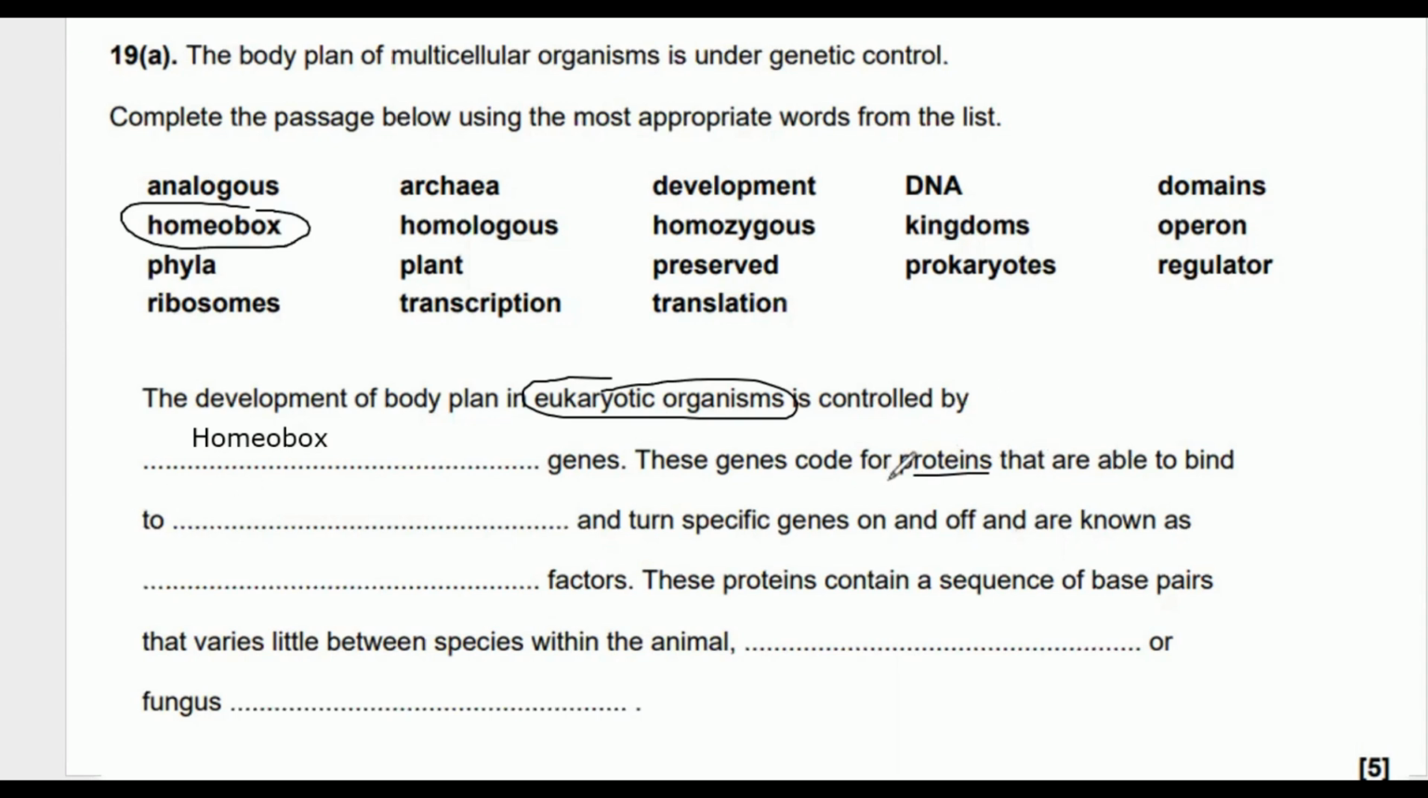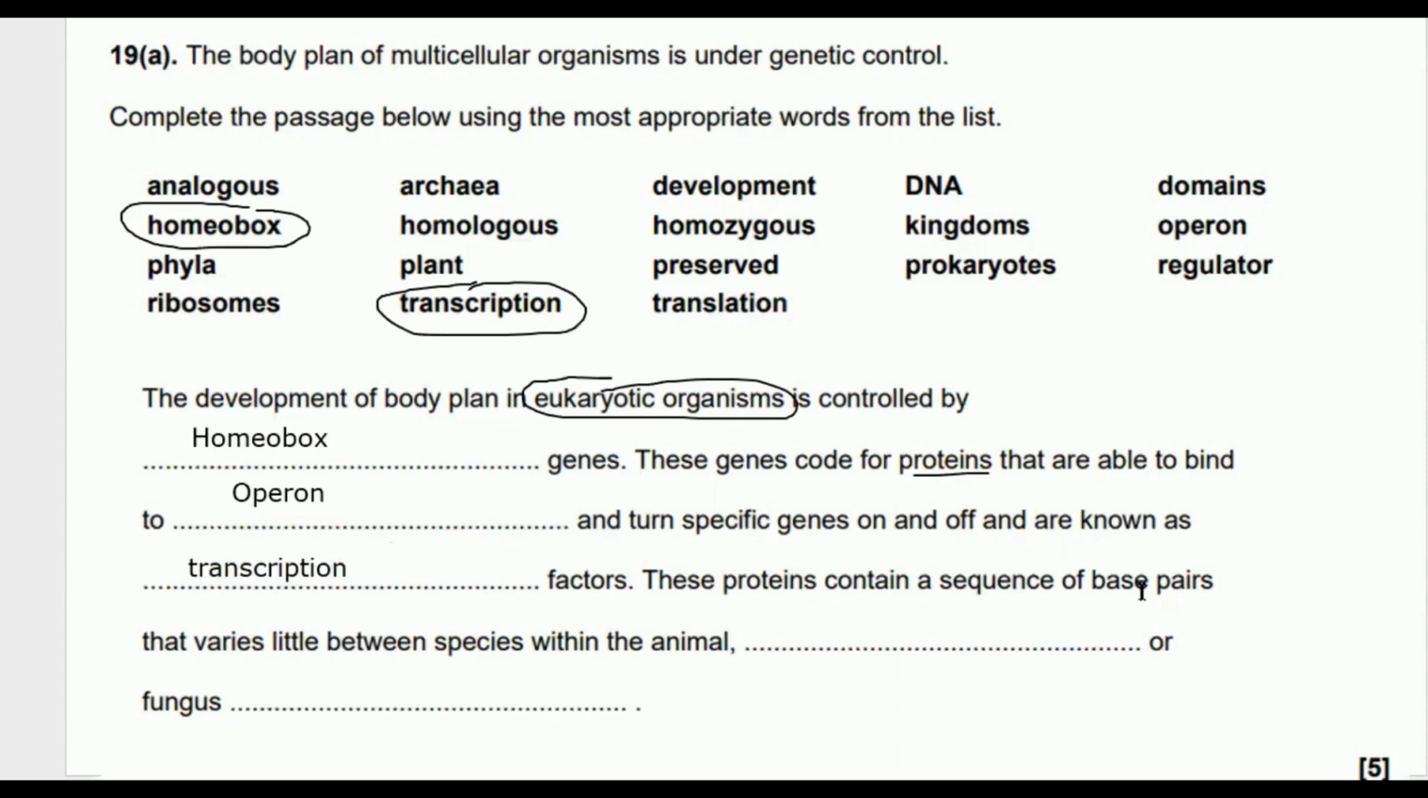So you remember the repressor protein. Where did the repressor protein bind? What did it bind to? So the repressor protein binds to the operon. Let's see, does it have operator region? Let's just go operon. And turn specific genes on and off, and are known as something factors. What we're looking at here is transcription factors. Now, transcription factors can either increase or decrease the rate of transcription, depending on what they do.